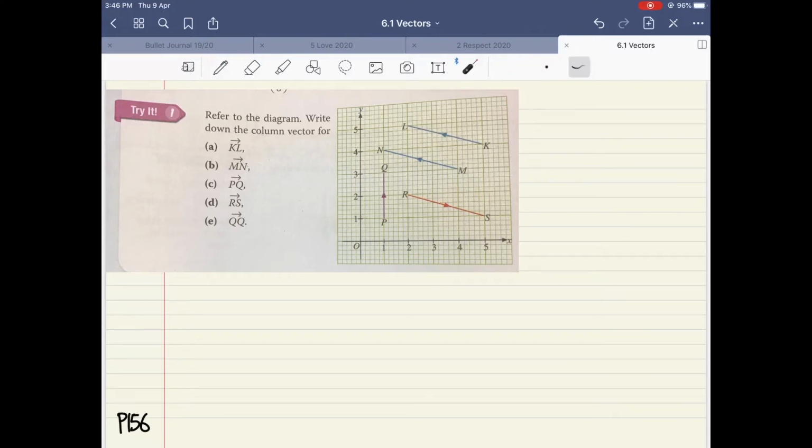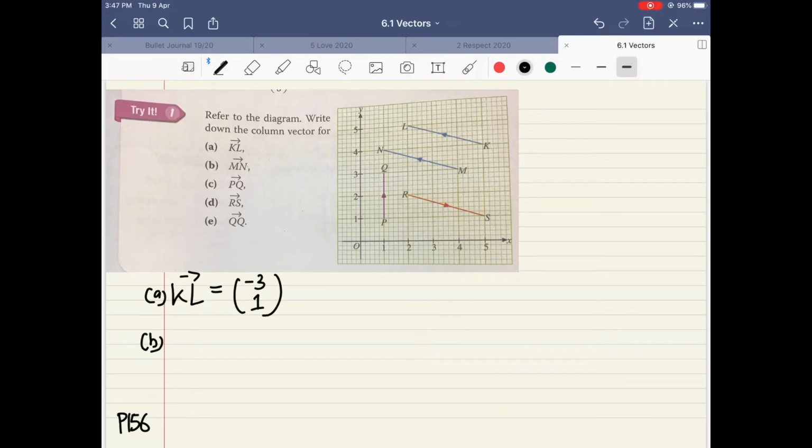For KL, if you notice, we are moving 1, 2, 3 units to the left. Is it positive or negative when we're moving to the left? It should be negative, so it's -3. Then I need to move upwards by 1. If I move upwards, is it +1 or -1 unit? It is +1 unit. Hence it's negative 3 and 1. So if I had to write down the answer, the vector KL represented as a column vector is negative 3 and 1.